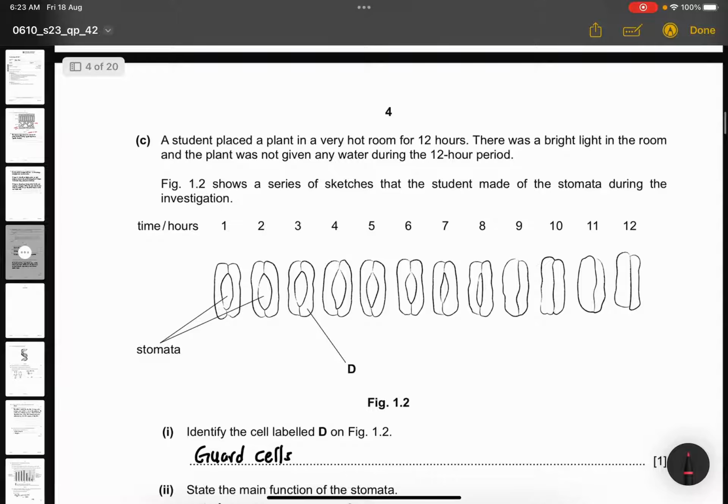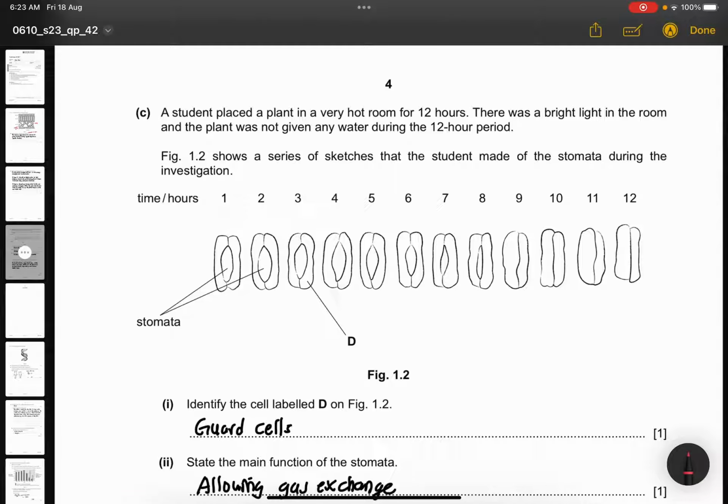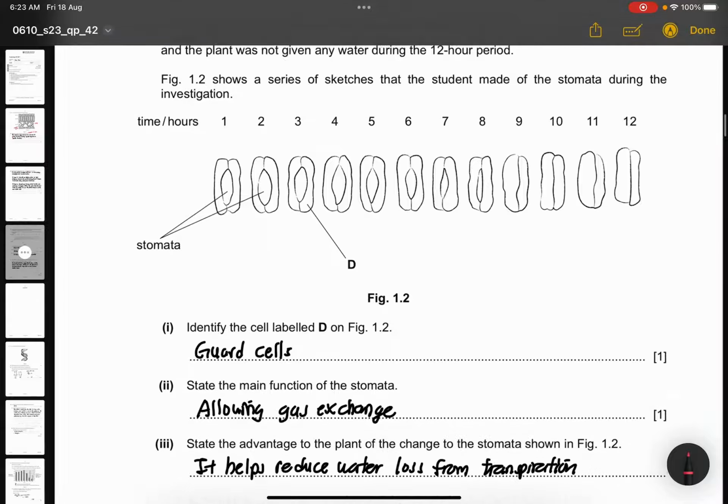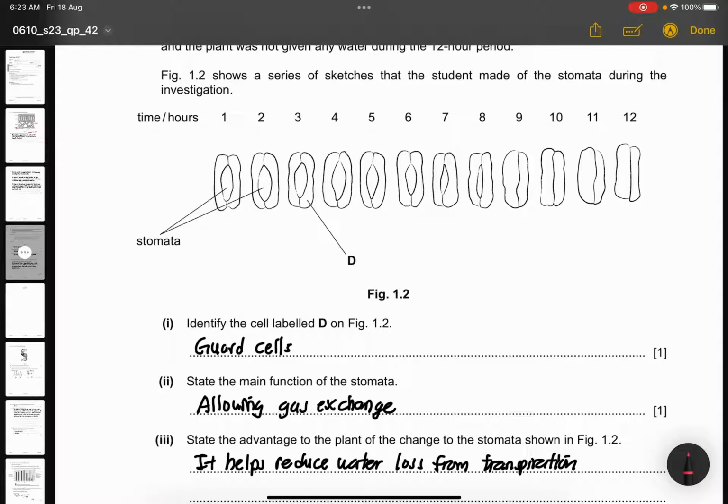Question 1C. A student placed a plant in a very hot room for 12 hours. There was a bright light in the room and the plant was not given any water during the 12-hour period. Figure 1.2 shows a series of sketches that the student made of the stomata during the investigation. Part 1, identify the cell labeled D on figure 1.2. These are the guard cells. The guard cells are part of the stomata.